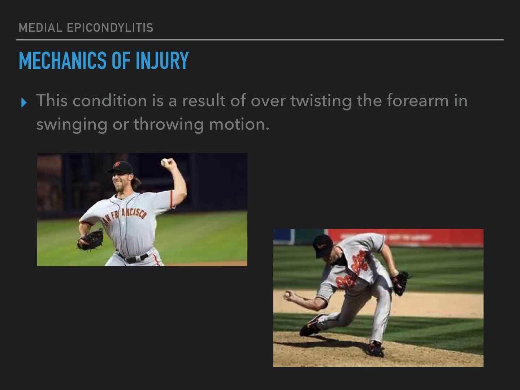The mechanics of the injury. This condition is a result of the over-twisting of the forearm or swinging in the throwing motion, which is done by every baseball player.